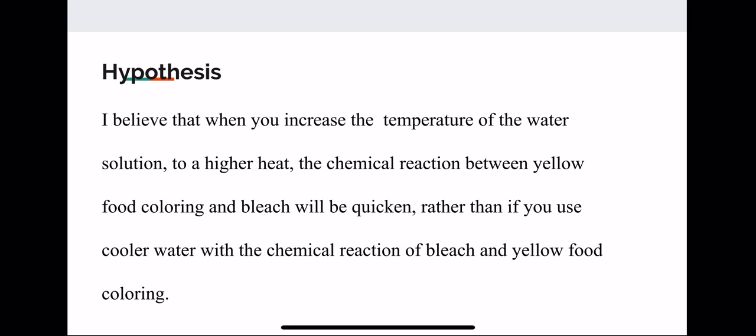So my hypothesis was I believed that when you increase the temperature of water solution to a higher heat, the chemical reaction between yellow food coloring and bleach will be quickened, rather than if you use a cooler water with the chemical reaction of bleach and yellow food coloring.